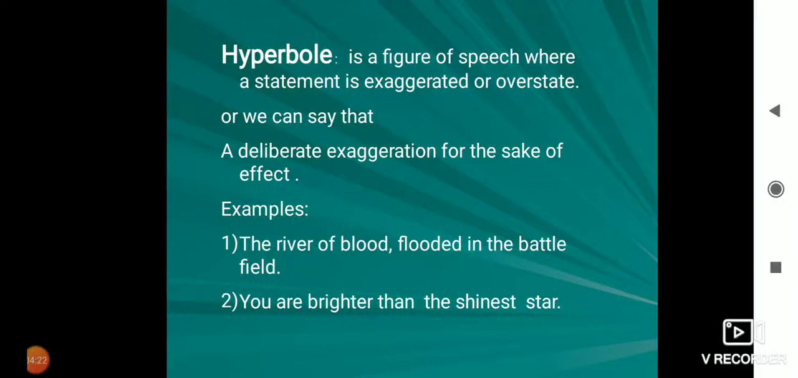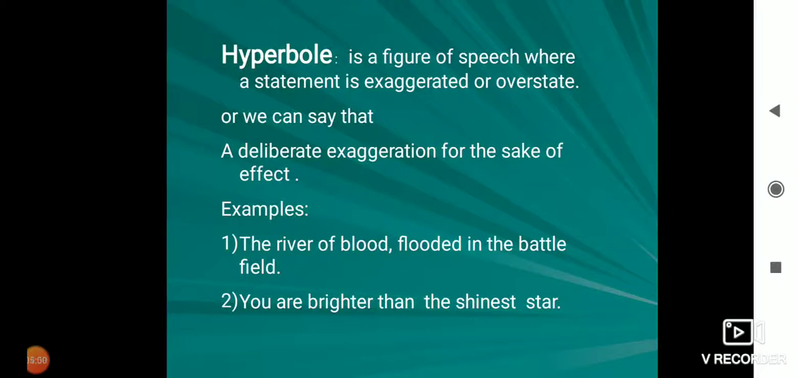Hyperbole. Hyperbole is a figure of speech where a statement is exaggerated or overstated, or we can say a deliberate exaggeration for the sake of effect. Let's see the examples. The river of blood flooded the battlefield. Here, to make the reader understand that there was too much bloodshed in the battle, they exaggerated or overstated the situation by saying that the river was full of blood and was flooded.